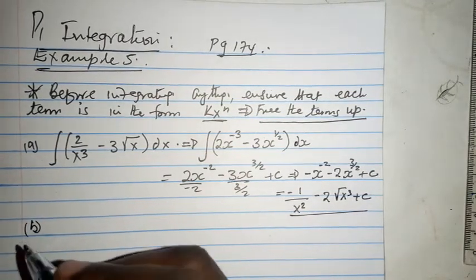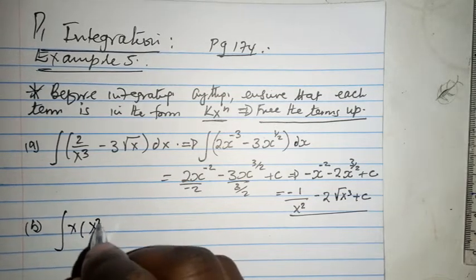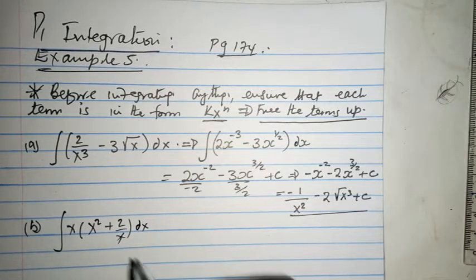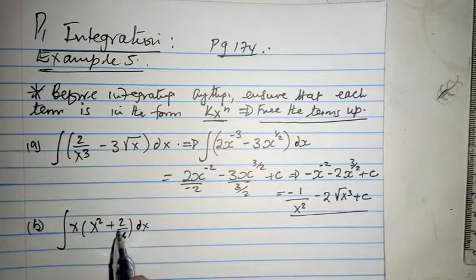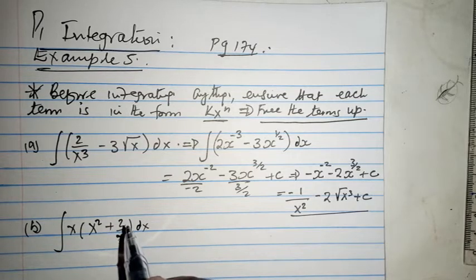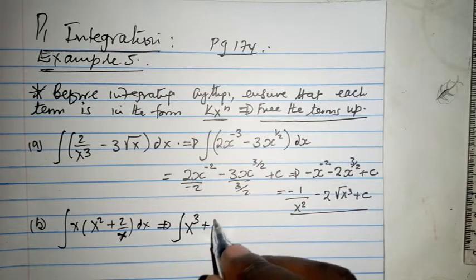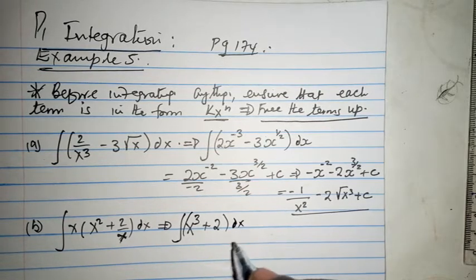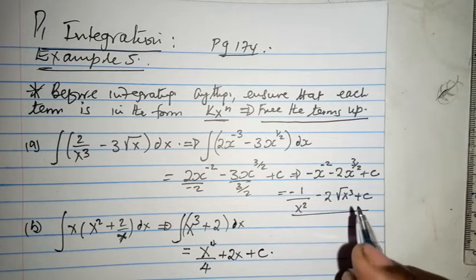Part B of the same: integrate x open bracket x squared plus 2 over x, everything with respect to x. It goes without saying that this one is again congested together. For example, this x affects each and every term in the bracket, and we need to open the bracket first. So we are supposed to integrate x cubed plus 2, because that is what we get when we open the brackets, with respect to x. And this directly gives us x^4 over 4 plus 2x, and of course plus a constant c. And that is just like it.